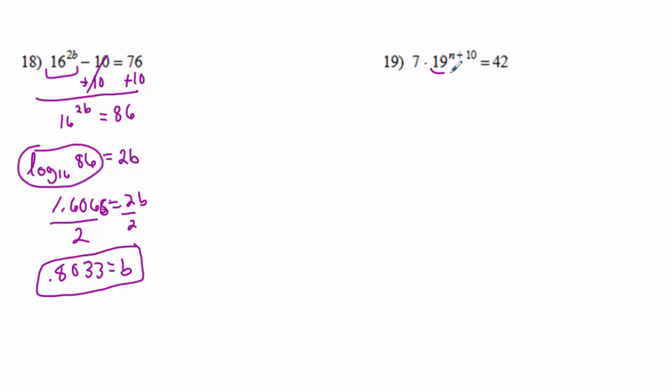On 19, we have 19 to the n plus 10 to get by itself. So we divide by 7 first and get 6, and then rewrite it as a logarithm. Log base 19 of 6 equals n plus 10. So we'll have to do the left side in our calculator and then subtract 10 on both sides.